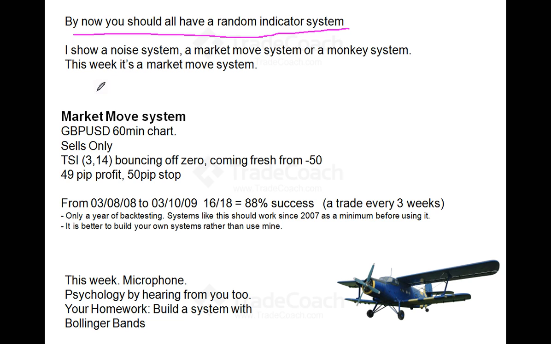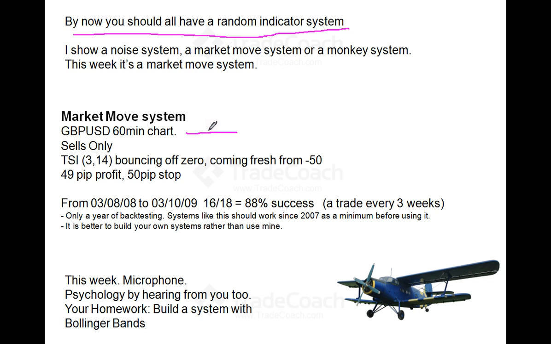Okay, so each week I share with you a noise type system, a market move type system, or a monkey system. This week it's a market move system. I wasn't sure if it was a market move system, but I decided, look, it is on hourly, and it does work over the long term. So I am going to say it's a market move system.